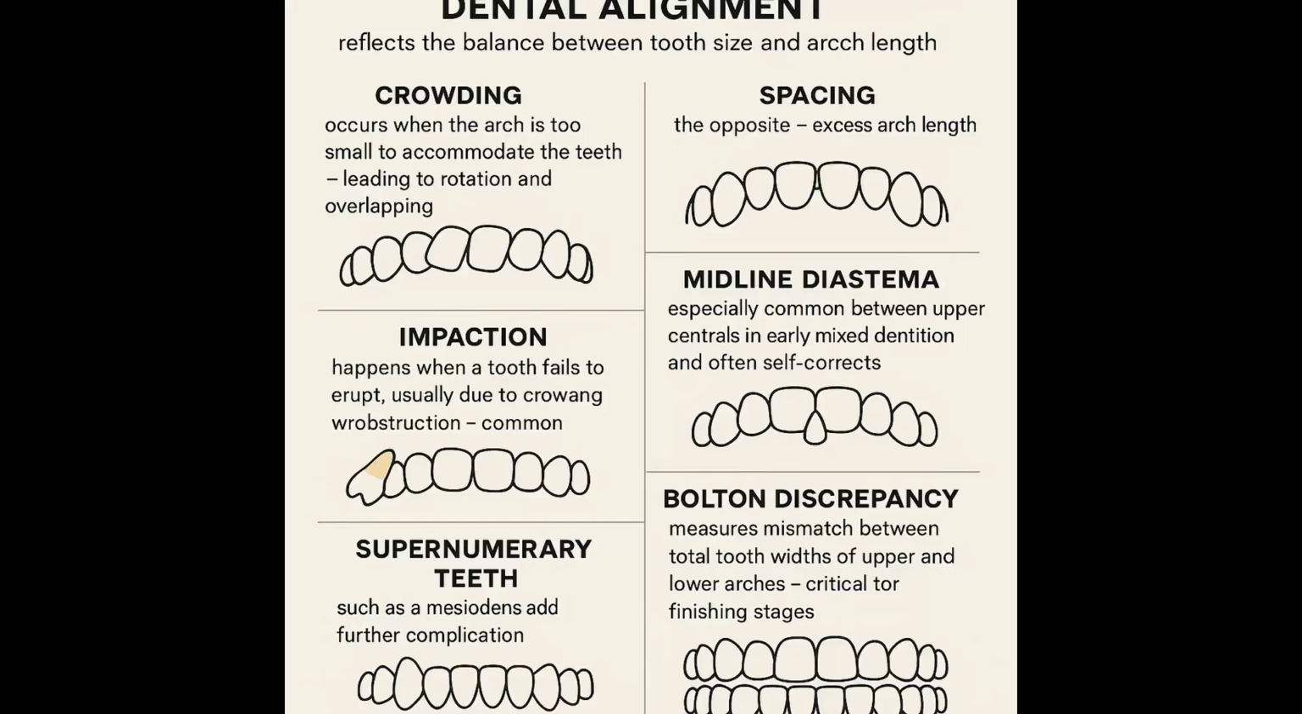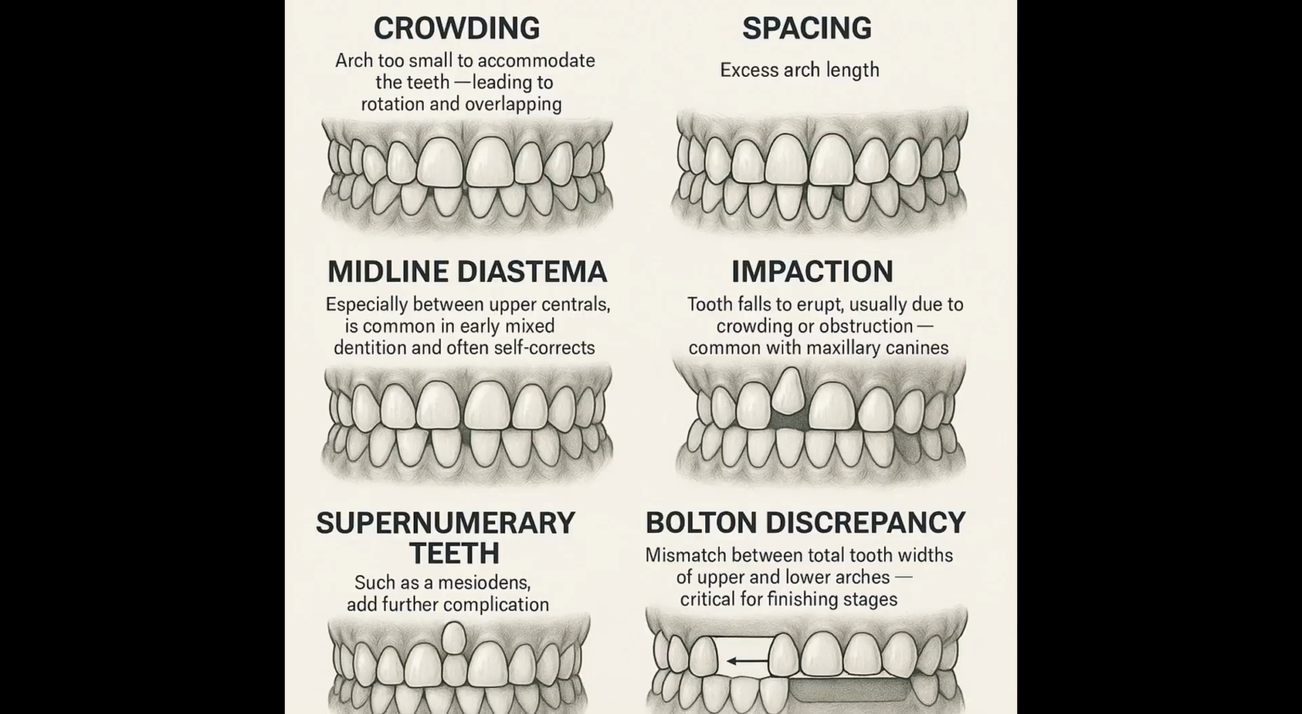Alignment and spacing. Dental alignment reflects the balance between tooth size and arch length. Crowding occurs when the arch is too small to accommodate the teeth, leading to rotation and overlapping. Spacing is the opposite, excess arch length. A midline diastema, especially between upper centrals, is common in early mixed dentition and often self-corrects.